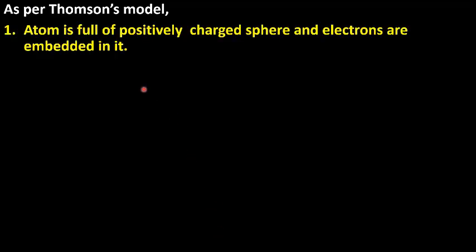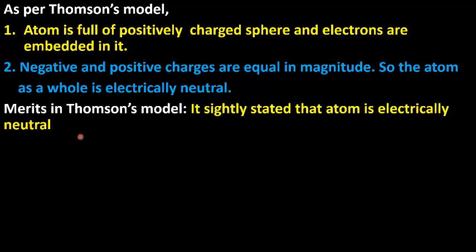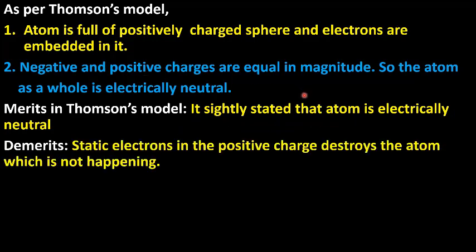As per Thomson's model, atom is full of positively charged sphere and electrons are embedded in it. The negative and positive charges are equal in magnitude, so the atom as a whole is electrically neutral. Now let us see the merits and demerits in Thomson's model. The merit in Thomson's model: it rightly stated that atom is electrically neutral because the magnitudes of both the charges are the same, as mentioned here.